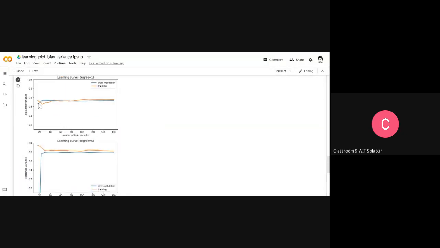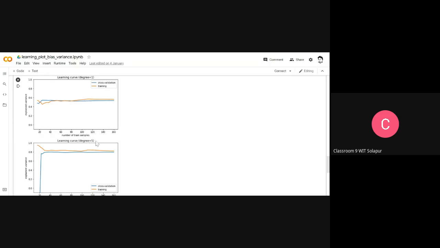What is the training accuracy and cross validation accuracy when I train on 20 samples? What is this variance when I'm training on 40 samples? What is it when I'm training on 60 samples? On 80 samples? On 100? And on 160?